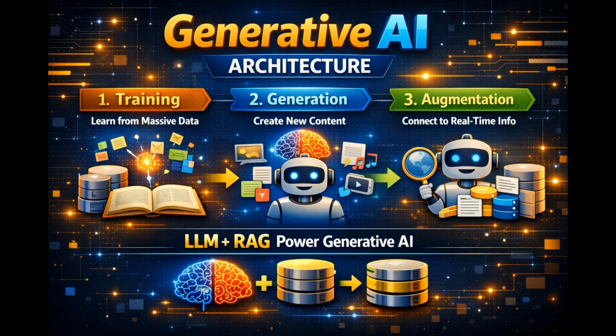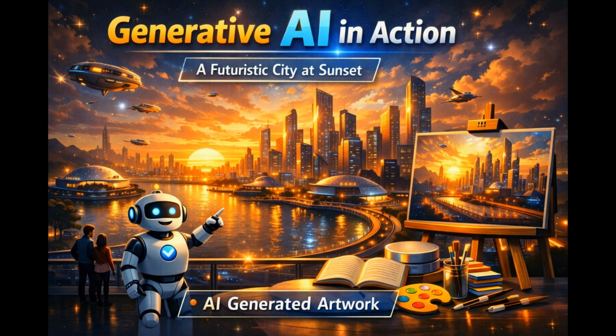Going to explain the architecture of generative AI. The generative AI pipeline works in 3 steps. Training: learn from massive data sets. Generation: produce new content using learned patterns. Augmentation: connect to RAG for real-time knowledge. So LLM is the brain, RAG is the memory refresh, and together they power generative AI.